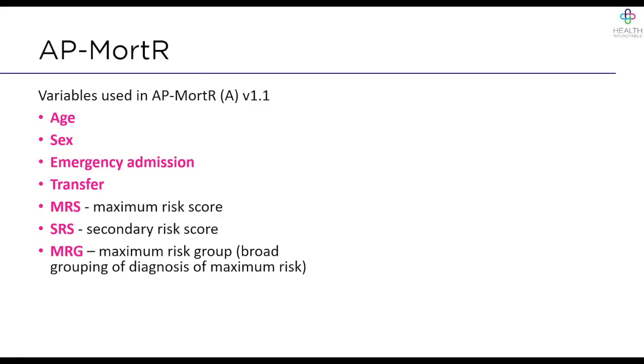So what does the AP-MortR model look like? Well, we use age, sex, emergency admission and transfer like the other models that I described before. We then use the MRS, the maximum risk score, and the SRS, the secondary risk score, as continuous variables in the logistic regression model. And we also include the MRG, the maximum risk group. That is a group into which the diagnosis of maximum risk falls. This is a broad clinical group similar to the way that we might group principal diagnoses in the ICD-10 hierarchy.